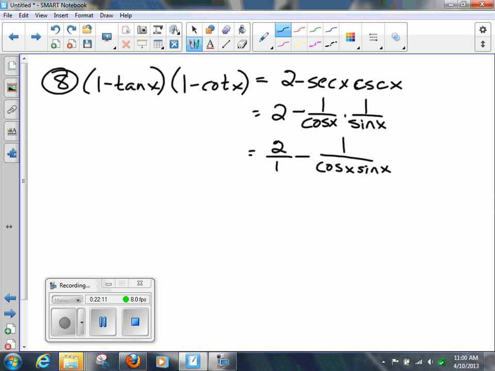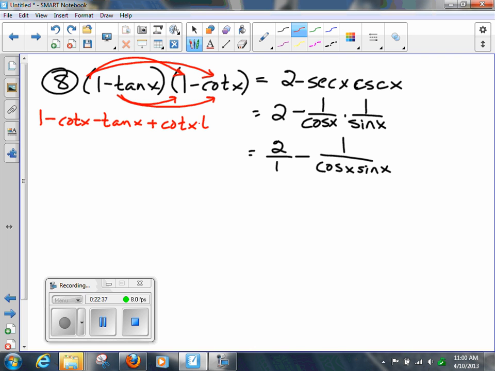You foiled it out. Okay, because you have to work both sides on this problem. Did you foil it out before you changed it? Okay, so if we foil it out, we're going to have 1 minus cotangent minus tangent plus cotangent tangent. Ooh, that looks weird. Okay, all I'm doing is foiling it out. 1, 1, cotangent, tangent.